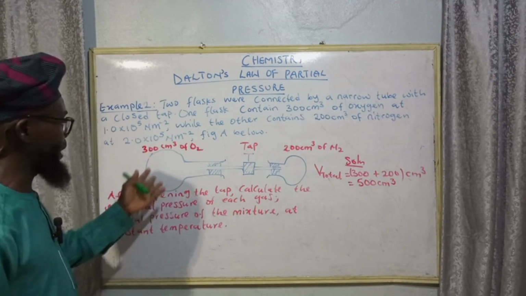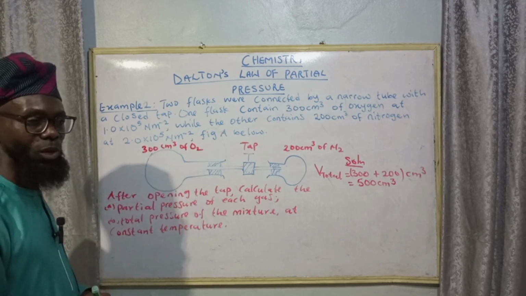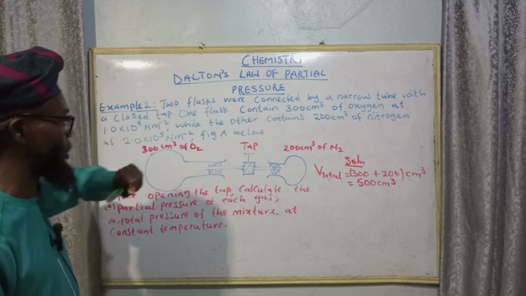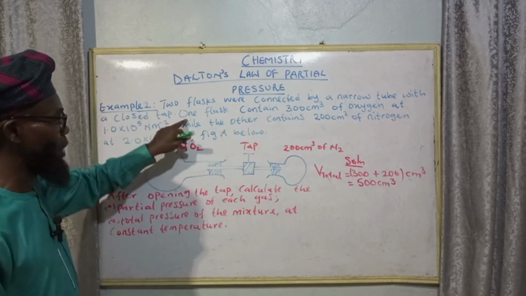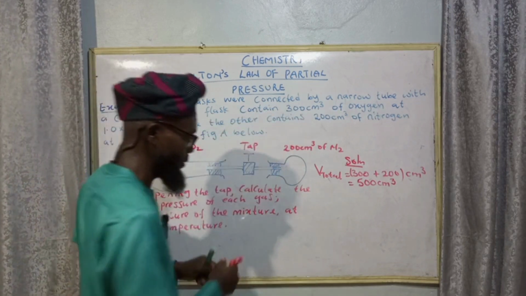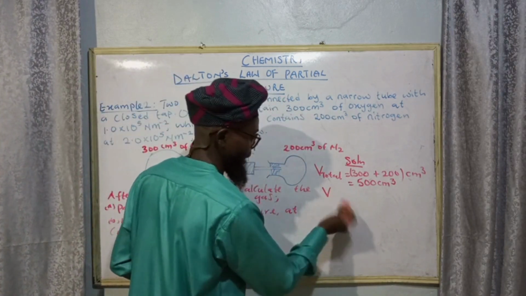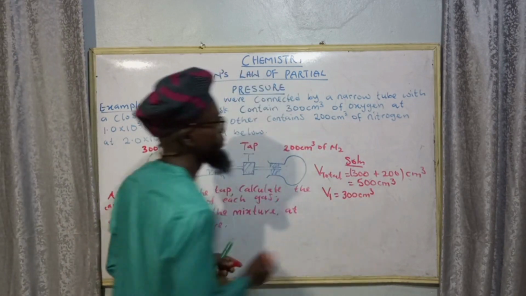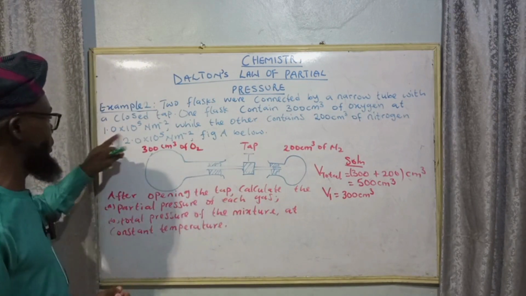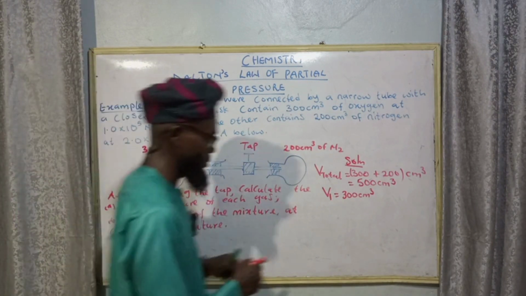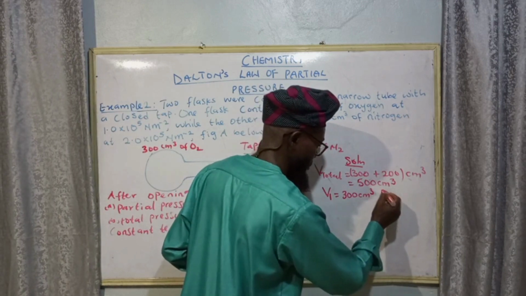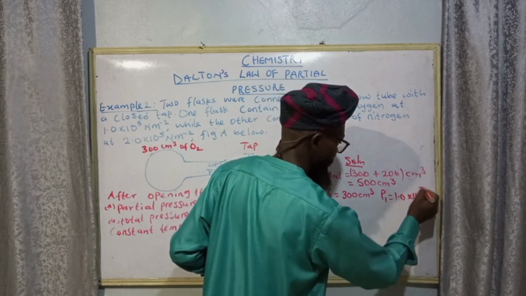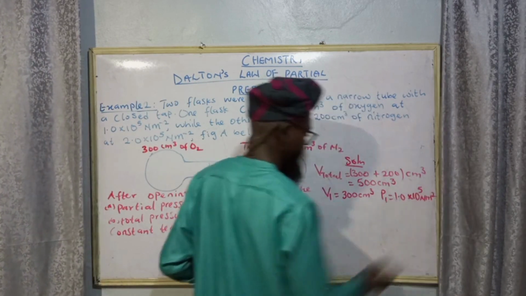First of all, partial pressure of oxygen. We have to calculate the partial pressure of oxygen. Now let's go back. Two flasks were connected by a narrow tube with a closed tap. One flask contains 300 cm cube of oxygen. Volume of oxygen, let's say V1 for oxygen, 300 cm cube, at 1.0 times 10 to the power 5 Newton per meter square, P1, 1.0 times 10 to the power 5 Newton per meter squared.